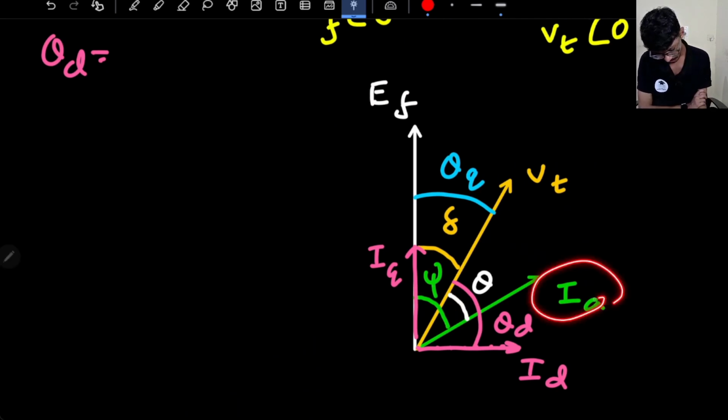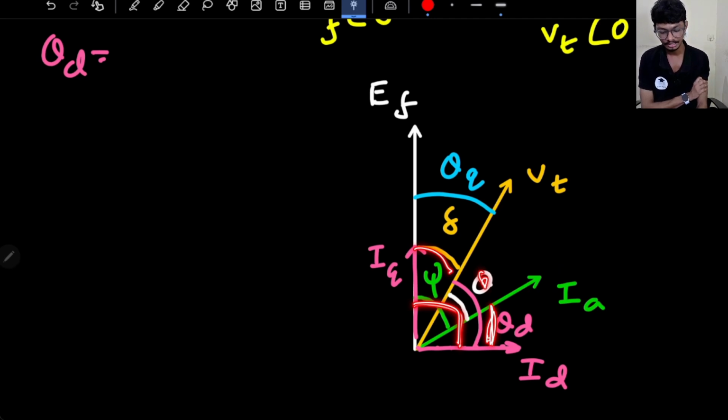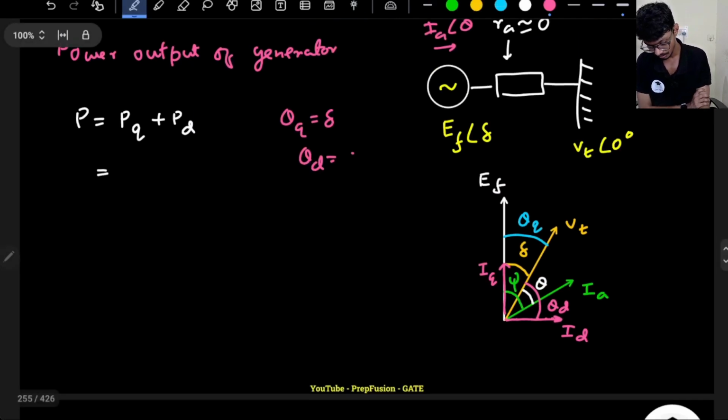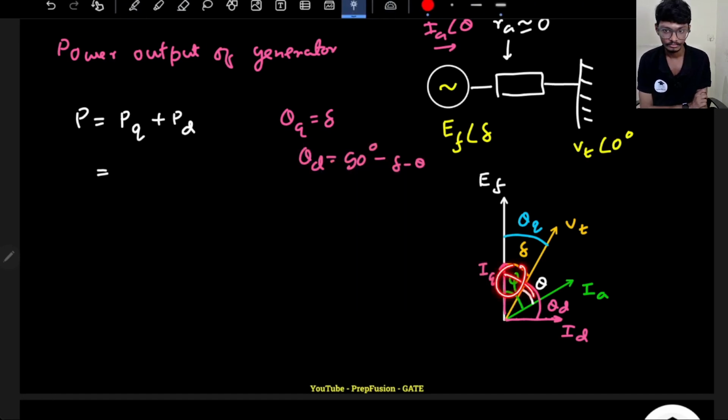I have to find out the angle between IA and ID. So VT and IA have this angle. This whole angle is 90. This much angle is delta. This much angle is theta. So this will be 90 minus delta minus theta. So theta D will be 90 minus delta minus theta. This is psi. Psi is delta plus theta, and I subtract it from 90 to get my theta D.